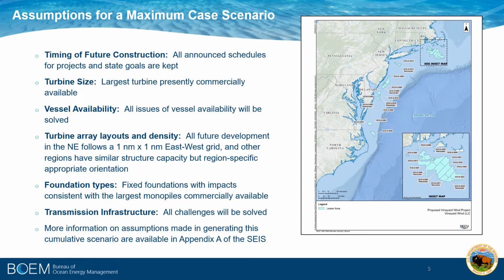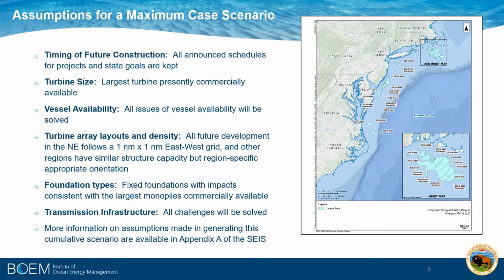BOEM assumes the parameters and associated impact producing factors of the physically largest turbine currently commercially available, which is a 12 megawatt machine. The 14 megawatt turbine now proposed by Vineyard Wind is physically smaller than the turbine considered in this scenario, despite having a larger generating capacity.